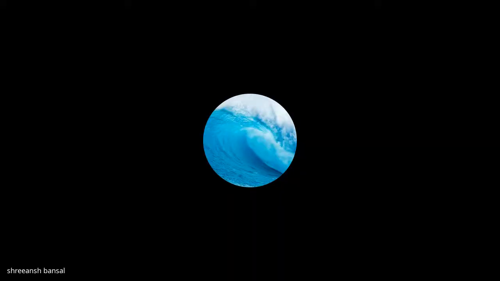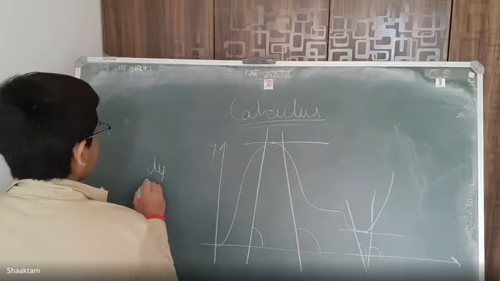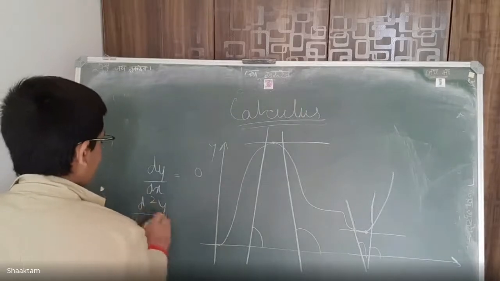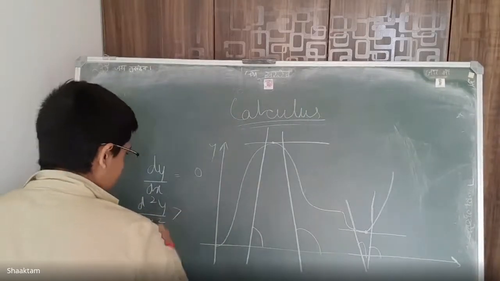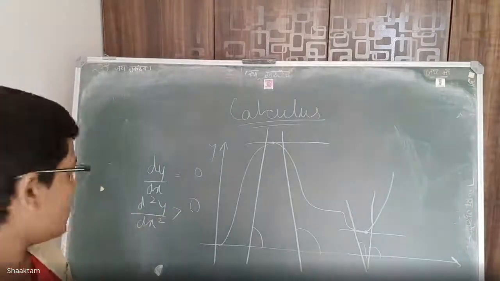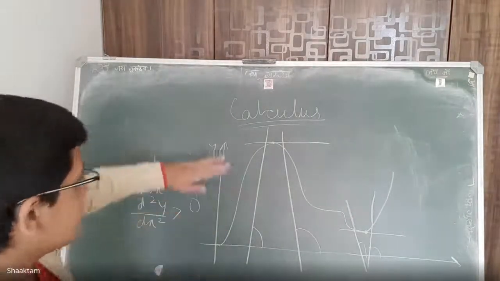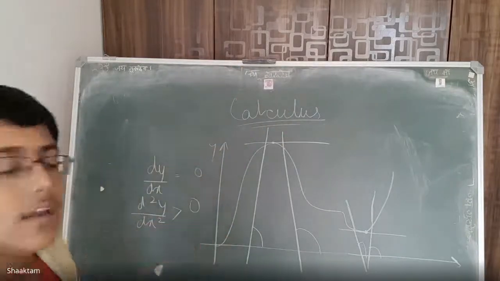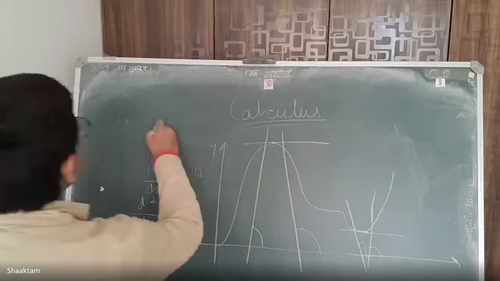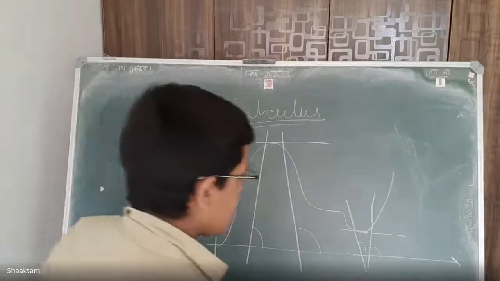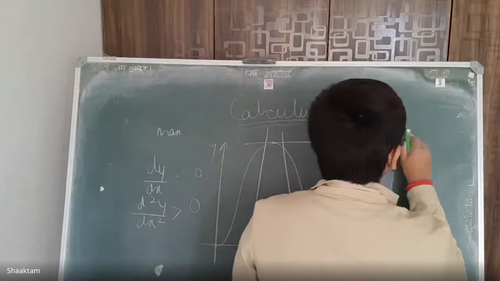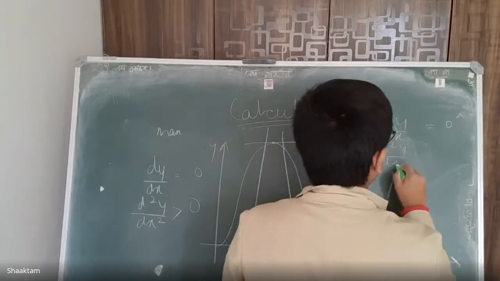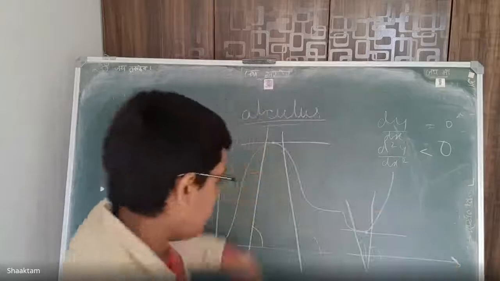Now, at a maximum, dy by dx is equal to 0. d2y by dx squared is lesser than 0, or is negative, because positive to 0 to negative. So the slope is decreasing as you move through a maximum. This is for maximum. At a minimum, dy by dx is again 0. But d2y by dx squared is increasing. This means it's more than 0.